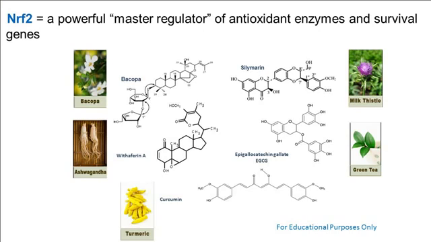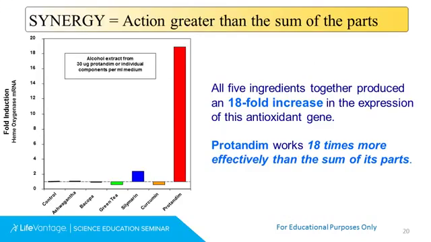And each of these have their own unique actions, but what they found when they put these 5 together is that it caused a significant increase in these antioxidant enzymes. In this particular study, they looked at hemoxygenase mRNA. And if you look at the individual ingredients, they have really little effect at all increasing the production of this. But when you put the 5 together in the combination that's in Protandim, there was an 18-fold increase in the expression of this antioxidant protein.